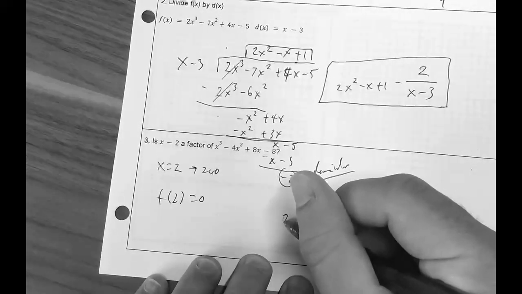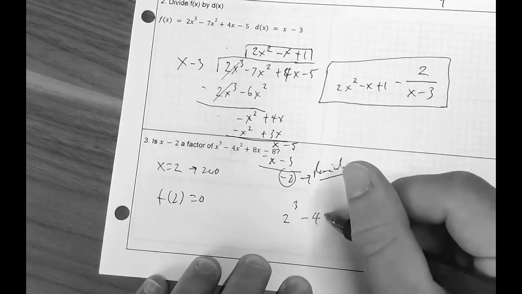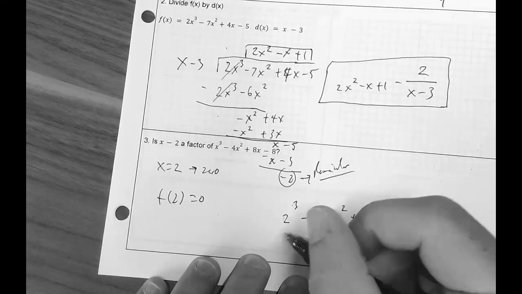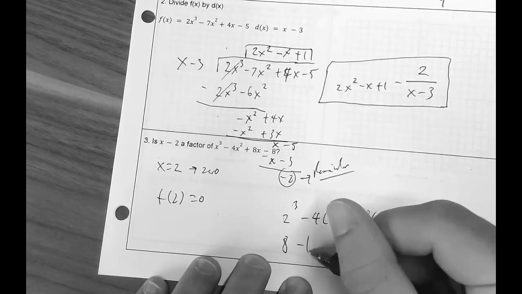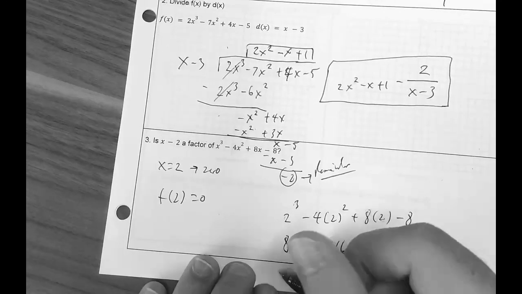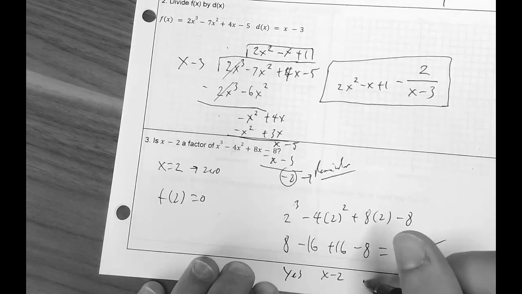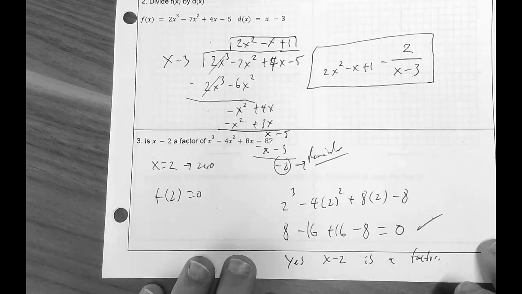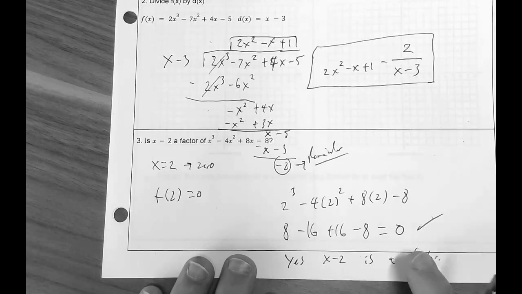So we'll do 2 to the third minus 4 times 2 squared plus 8 times 2 minus 8. 2 to the third is 8. That's minus 16. That's plus 16. And that's minus 8. It is indeed 0. So yes, x minus 2 is a factor. So again, if you plug in a value and you get 0, it is a factor. If it has an output, that would be the remainder if you did divide it by that factor. Okay.